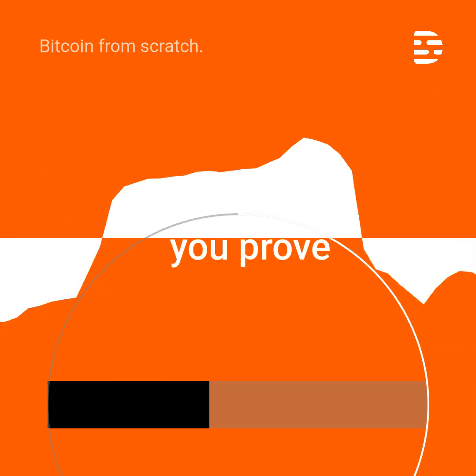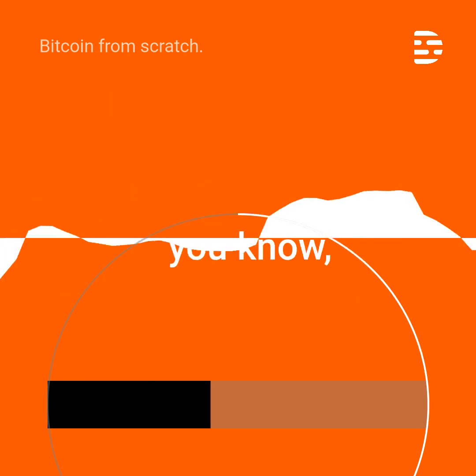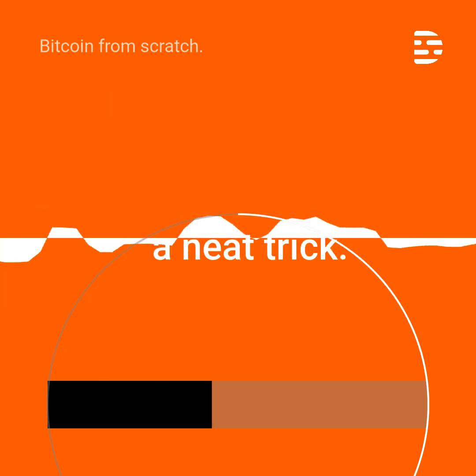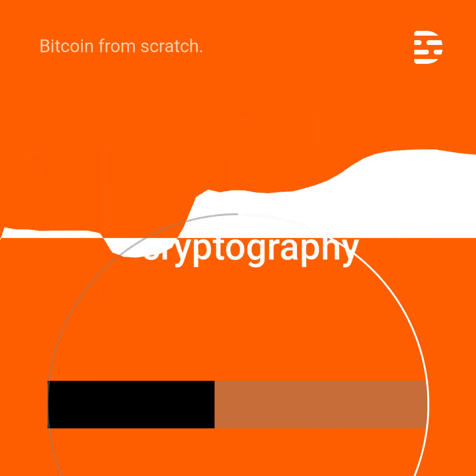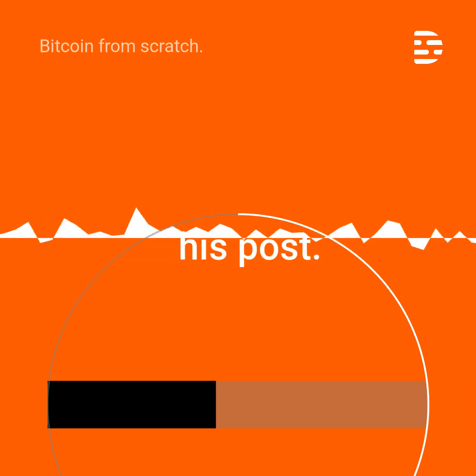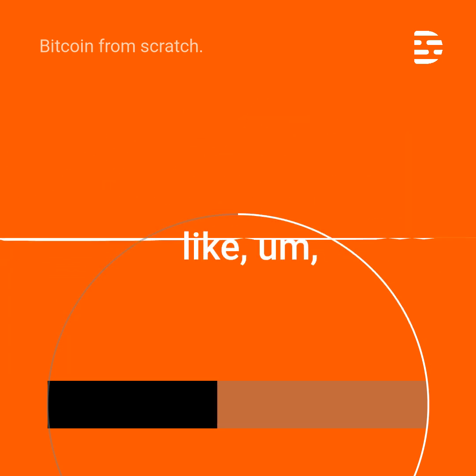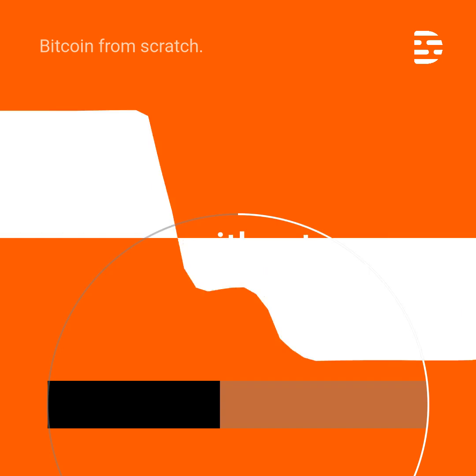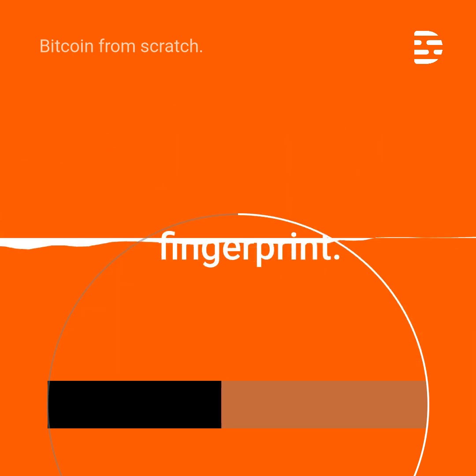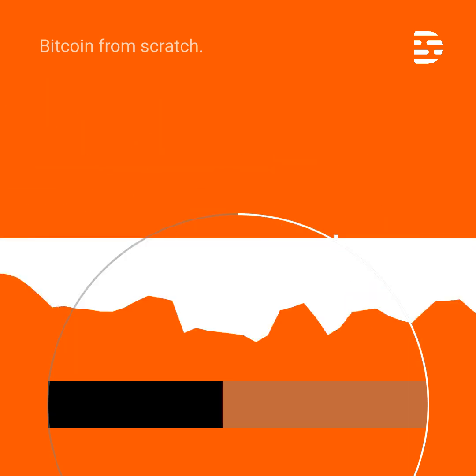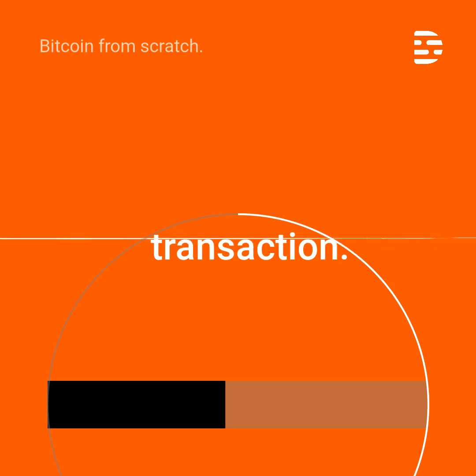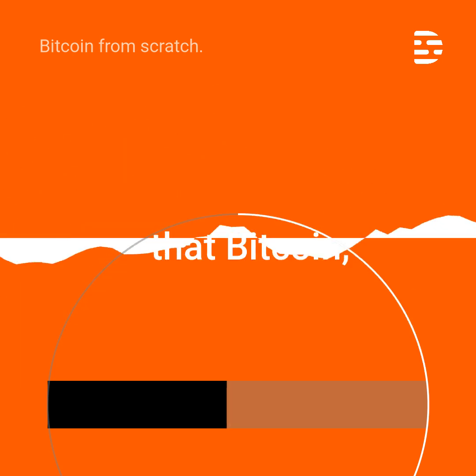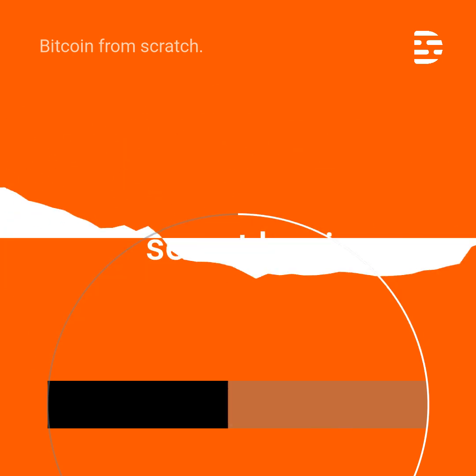Interesting. But how do you prove you've got the secret key without actually giving away the secret? Seems like a neat trick. That's the beauty of digital signatures. It's a really cool bit of cryptography that Karpathy breaks down in his post. Think of it like a digital fingerprint. It confirms your identity without you having to reveal your actual fingerprint. Basically, you use your secret key to create a unique signature for every transaction. It's proof that you're authorized to spend that Bitcoin, but you never actually expose your secret key in the process.